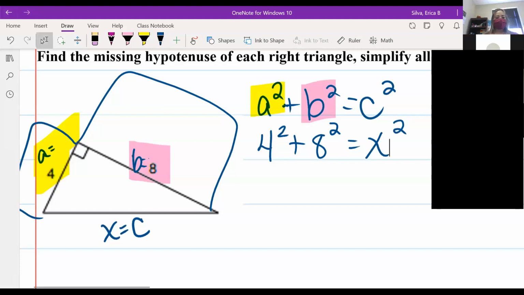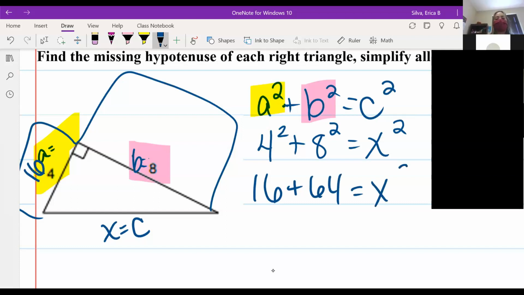Any questions so far? Okay, make sure you're writing these notes down. So then we have, let's square it. So if we have 4 squared, what do we get when we square 4? We're squaring 4, so we have a square that's 4 by 4. So what's the inside? 16. So this square is 16. How about 8 squared? 64, and that gives us X squared.